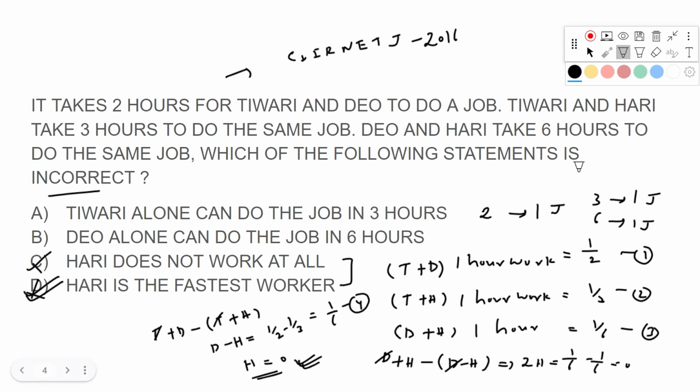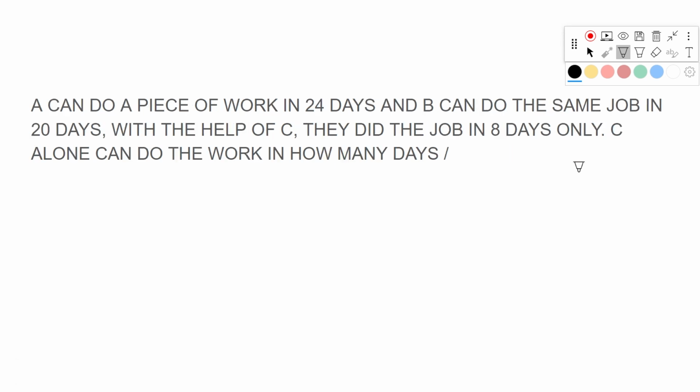Okay. Next important thing, just wait. Okay, so A can do a piece of work in 24 days and B can do the same job in 20 days. With the help of C, that means all together they did the job in 8 days. That means A plus B plus C did the job in 8 days only. C alone can do the work in how many days?